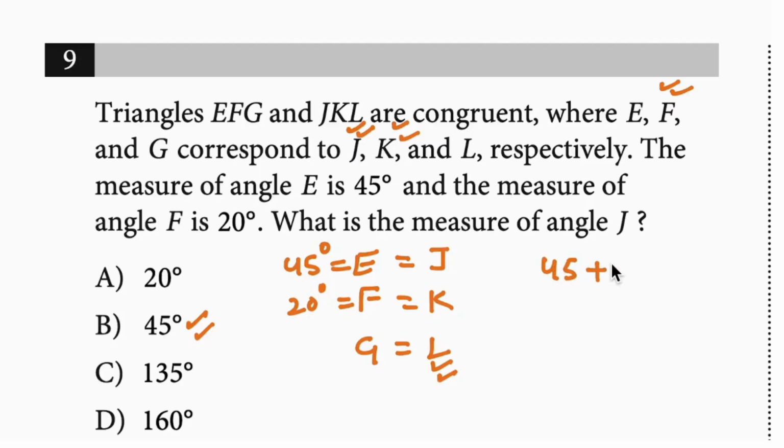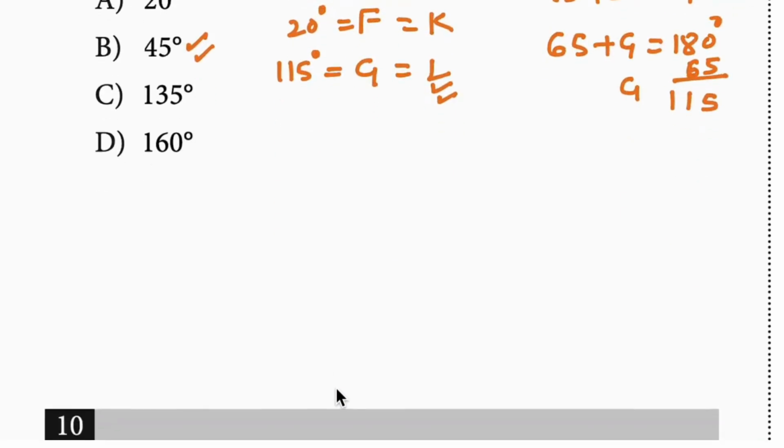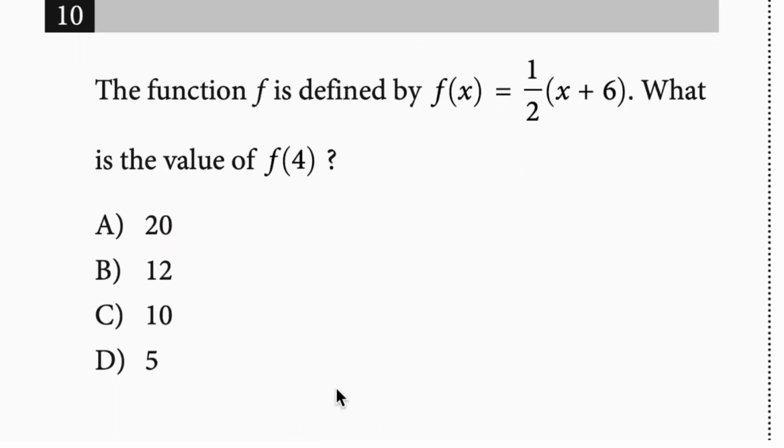So 45 degrees plus 20 degrees plus G is equal to 180 degrees. Now 45 plus 20 is 65, plus G is equal to 180 degrees. So angle G is just subtracting 65 from here, which is 115 degrees, right? So L is also 115 degrees, correct? Perfect. Let's move to question number 10.